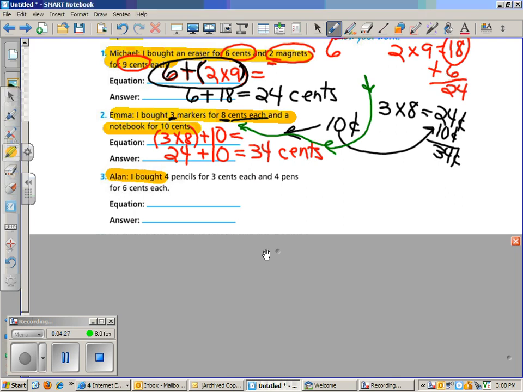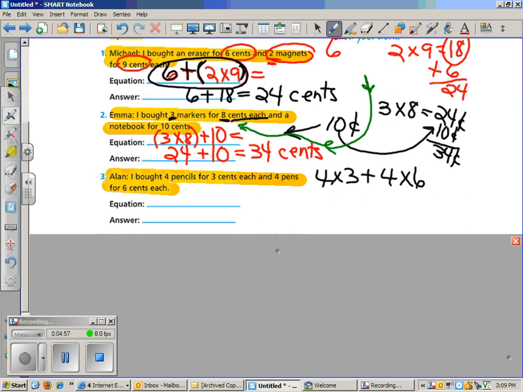So here's Alan. I bought 4 pencils for 3 cents and 4 pens for 6 cents each. Now we have two separate things that we need to figure out. So a common way for kids to write it out would be, well, hey, let's see, 4 times 3 plus 4 times 6. Okay. And we're going to be talking about why it's important to put parentheses in on Monday.